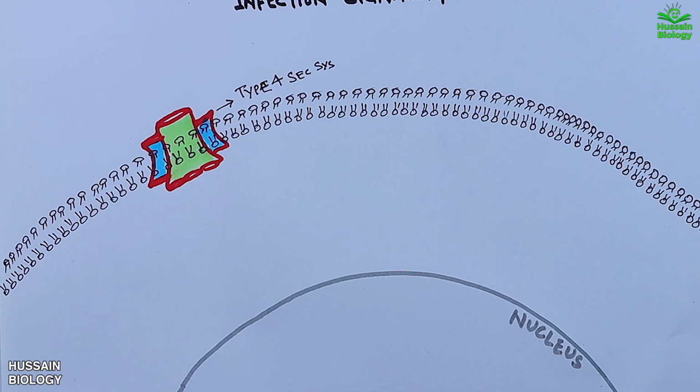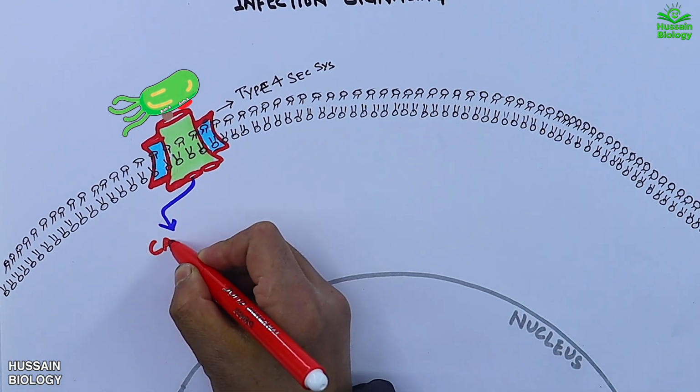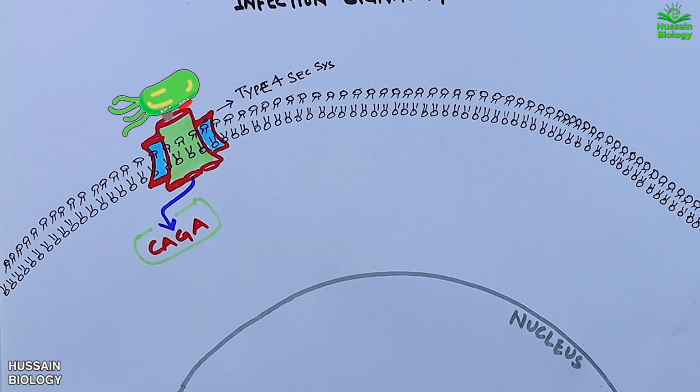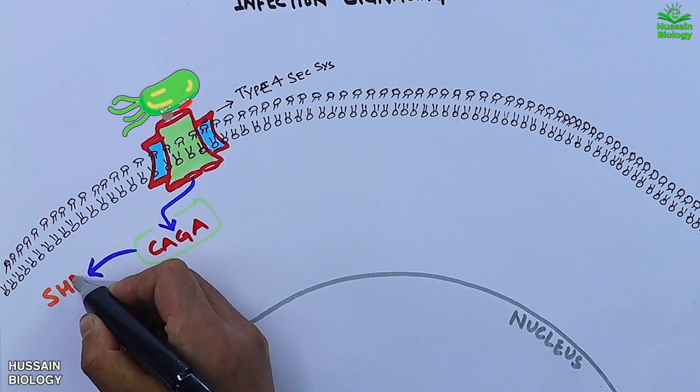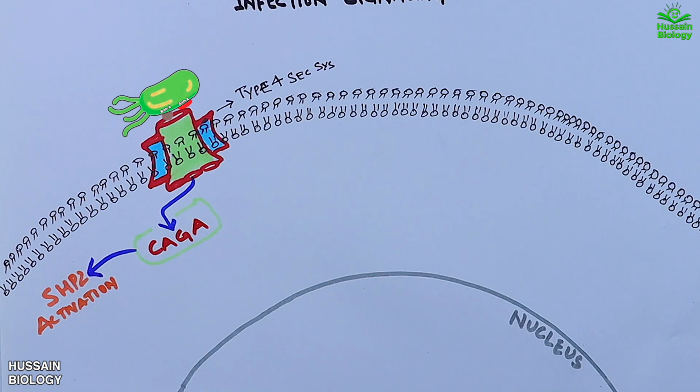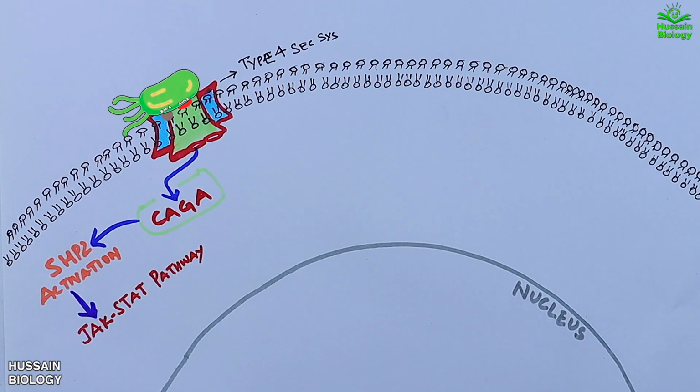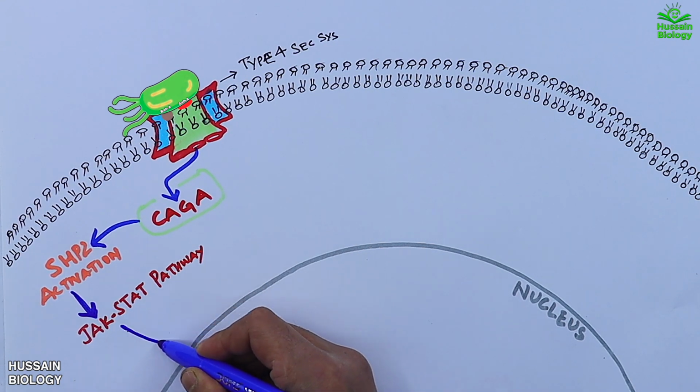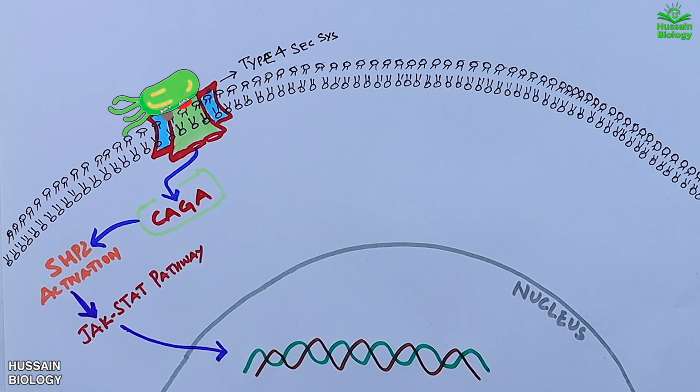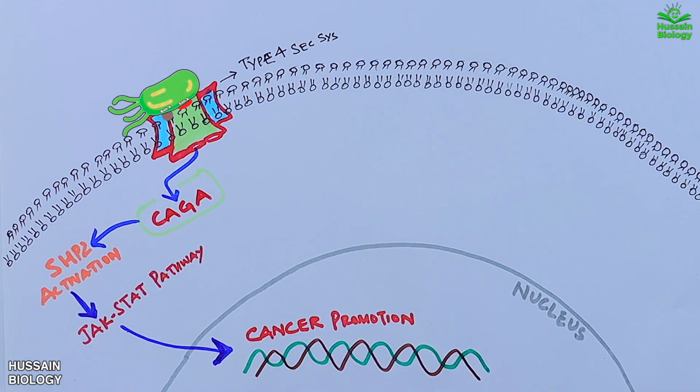Now to start the signaling pathway, we see Helicobacter pylori comes in and binds with the Type IV Secretion System, from where it injects CagA into the cell as shown in the diagram. Then we get the CagA phosphorylation, which then drives the activation of SHP2 molecules, followed by the activation of the JAK-STAT pathway. We see the unregulated activation of this JAK-STAT pathway leads to cancer promotion.